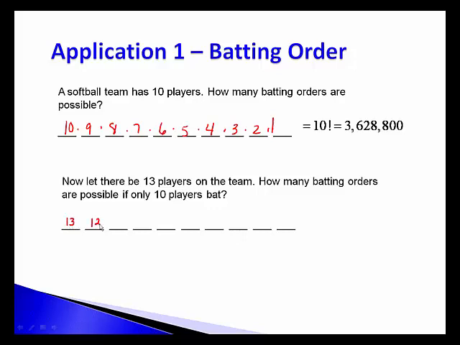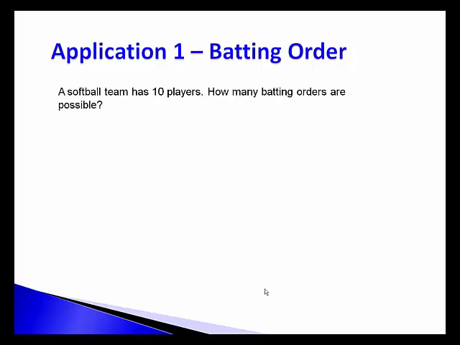13. 12. But we only are going to use 10 batters. So when we get to 4, we have to stop. Well, that's no longer 13 factorial, is it? You can still calculate it, and it turns out to be this really big number right here, but it's not 13 factorial. It does turn out, though, there's a way we can calculate it. So let's look at this problem again.